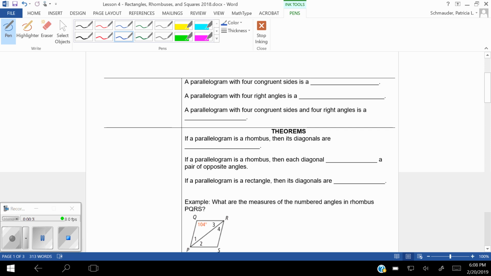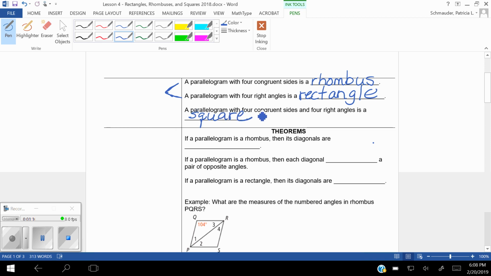A parallelogram with four congruent sides is a rhombus. You might have been thinking square, but that is the definition of a rhombus. A parallelogram with four right angles is a rectangle. And a parallelogram with four congruent sides and four right angles. So in other words, if it has the properties of both of these, then that is a square.